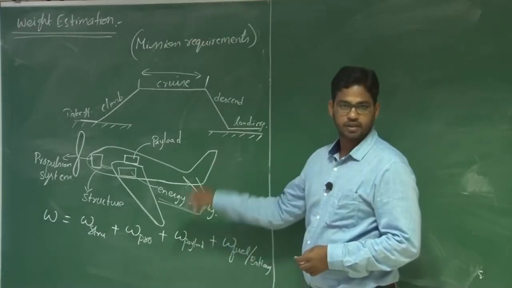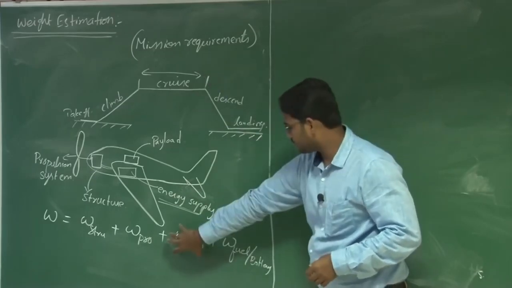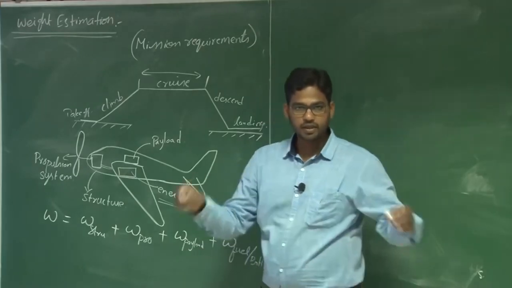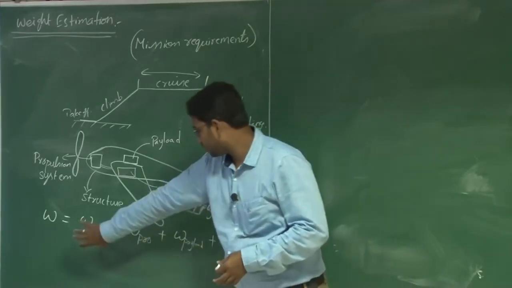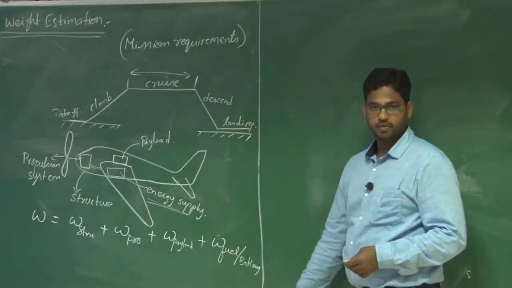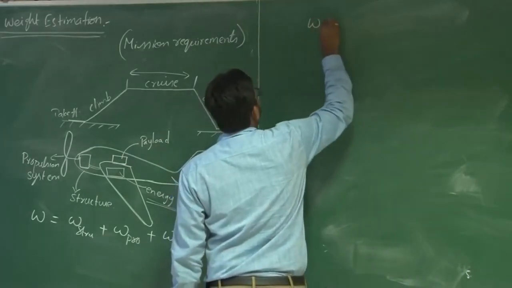Now, payload is one thing which is given as an input, right? That comes from the mission requirements. So this is a known quantity. So the unknowns for this new design, before starting anything, will be the structural weight, the propulsion weight, and the fuel weight ratio, right? Now, how to start this?